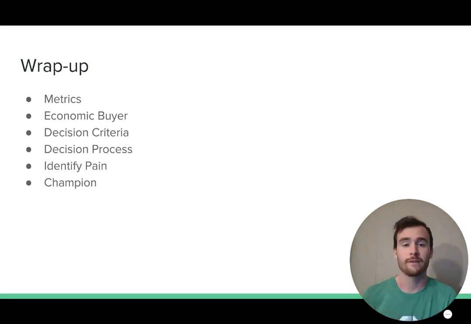D, decision criteria. What is their checklist before they make a decision? D, decision process. What is the process like for them? What are the steps the team takes in order to come to a decision? I, identifying pain. Not just what are the pains they're experiencing, but how can you relate your solution to that specific pain? And then C, a champion. Who's going to be an advocate when you're not around?